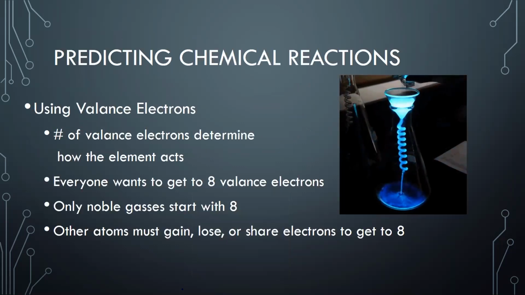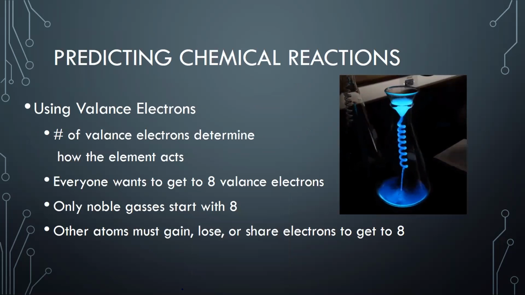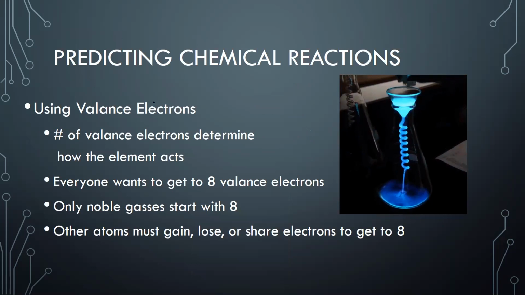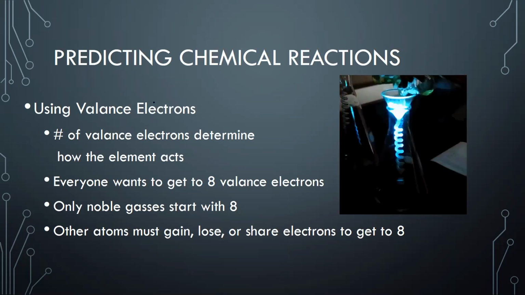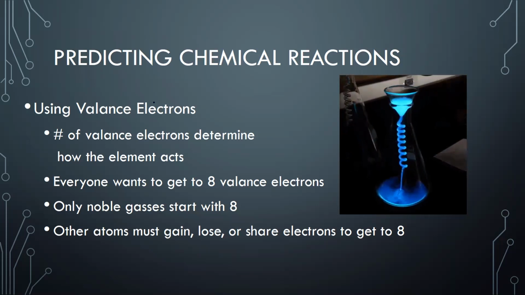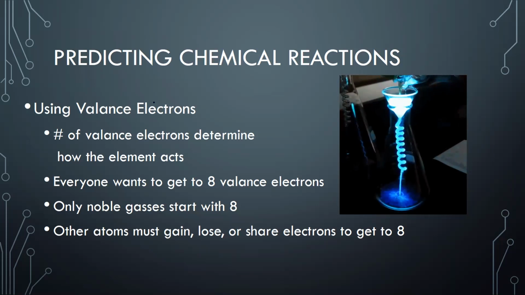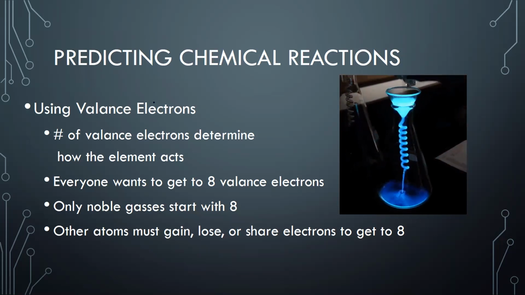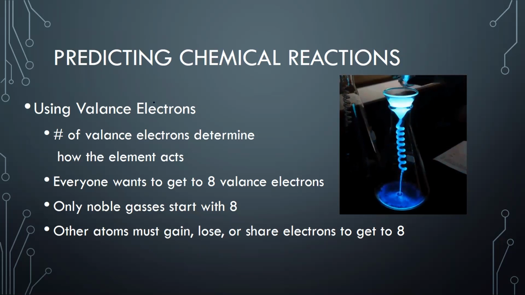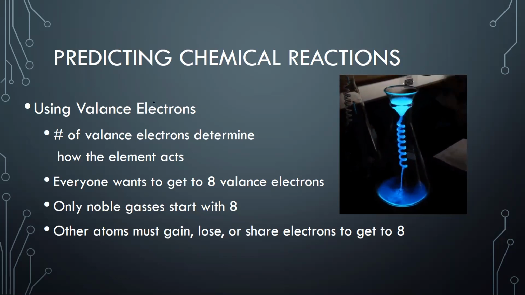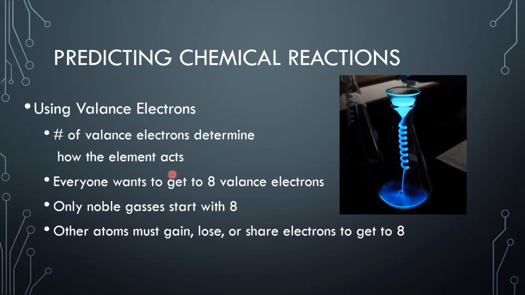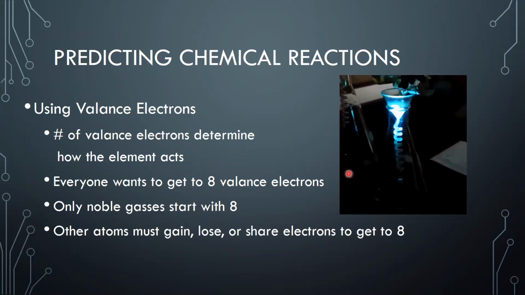So like I said, we can use the knowledge of how these elements are going to react based on their properties, based on their valence electrons, to determine how they're going to bond. In order to do this, we need to take a look at the valence electrons each atom holds. The number of valence electrons determines how reactive or not reactive it is. And remember, everyone wants to get to that magical 8 number, 8 valence electrons. That's super important. Everyone wants that magical 8 number.